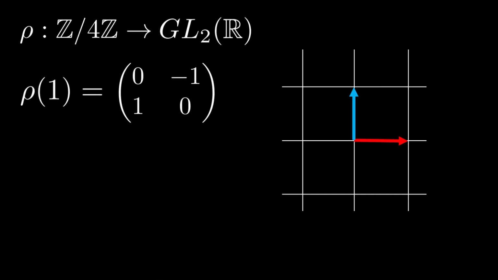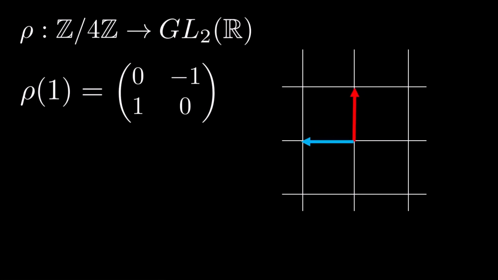Pretty simple, right? Now, let's think about what this transformation does. We're going to send our red basis vector to (0, 1), and we're going to send our blue basis vector to (-1, 0). What results is this rotation, which is 90 degrees counterclockwise.